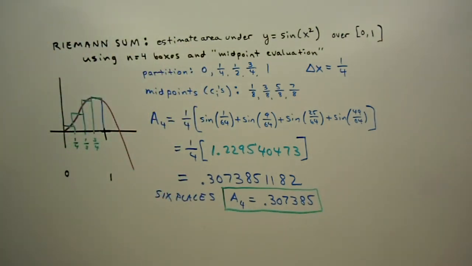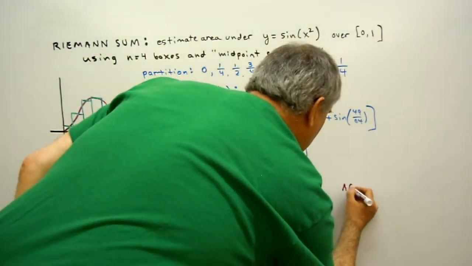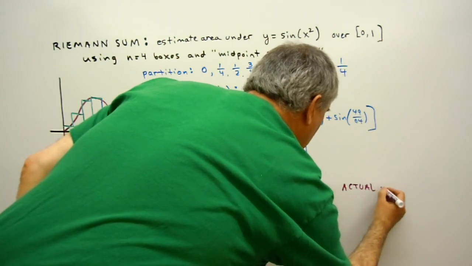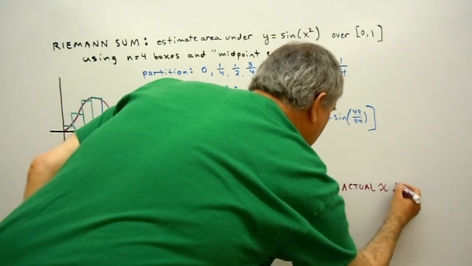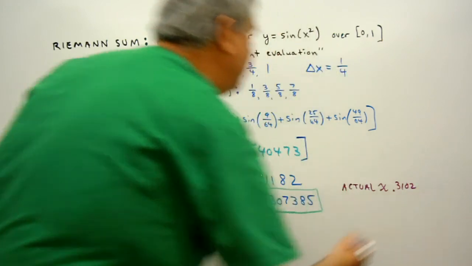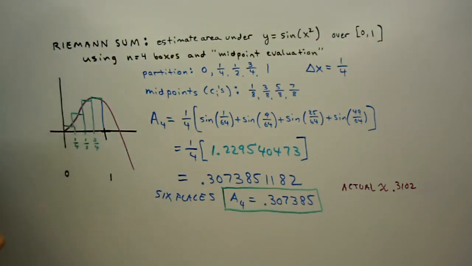Which is actually a pretty good estimate because, as it turns out, the actual area under this curve was approximately 0.3102. So even with 4 boxes, we got a pretty good estimate of the true area under y equals sine of x squared over the interval from 0 to 1.